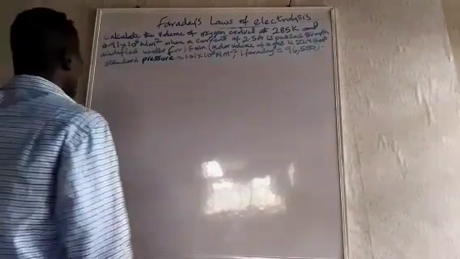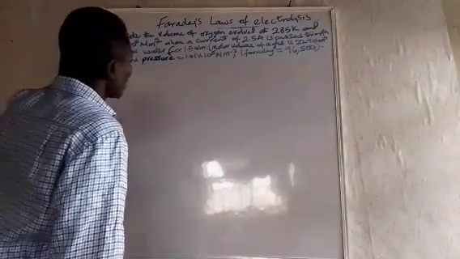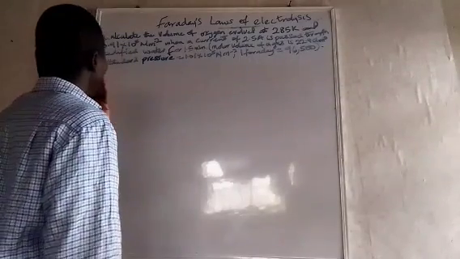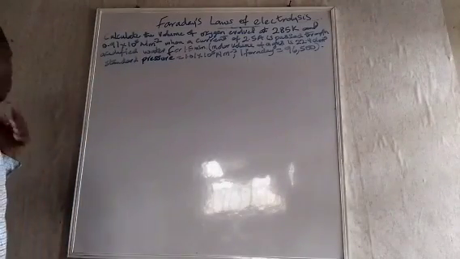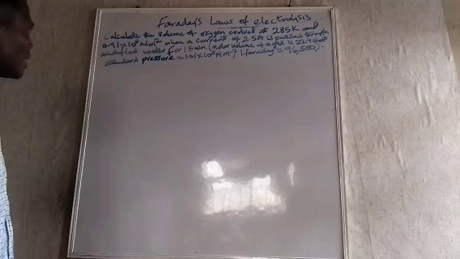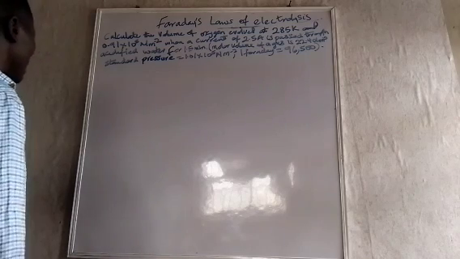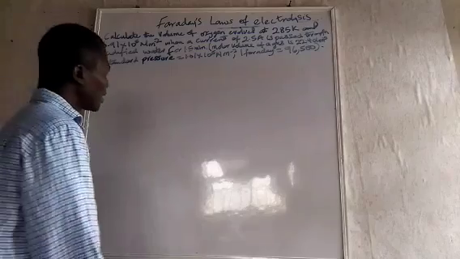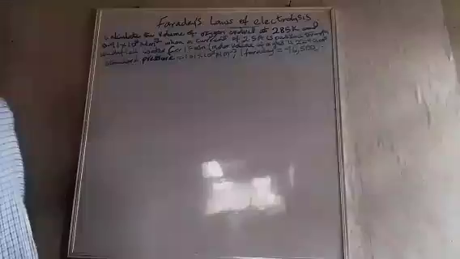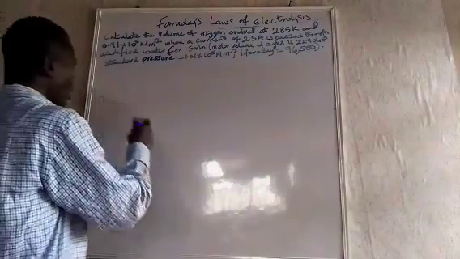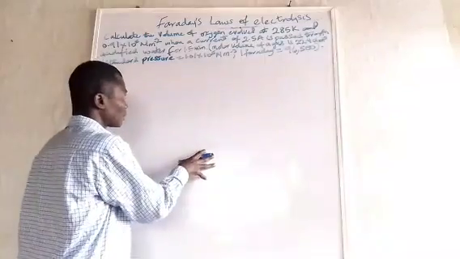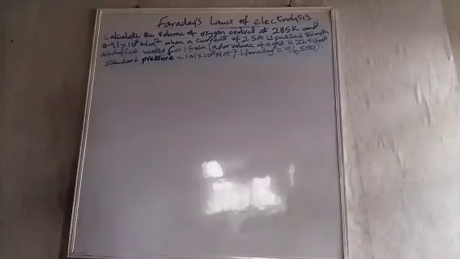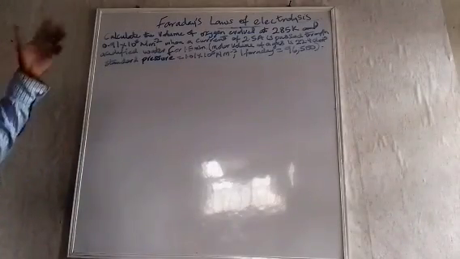Now let's look at this. It says calculate the volume of oxygen evolved at 285 Kelvin and 0.91 times 10 to the power 5 Newton per meter squared, when a current of 2.5 ampere is passed through acidified water for 1.5 minutes. Molar volume of a gas is 22.4 dm3. Standard pressure is 1.01 times 10 to the power 5 Newton per meter squared. 1 Faraday is 96,500.